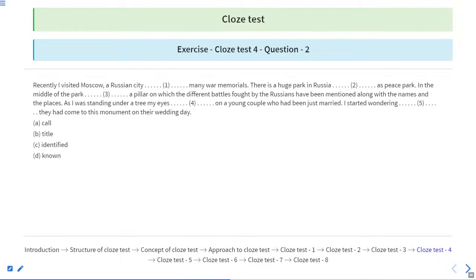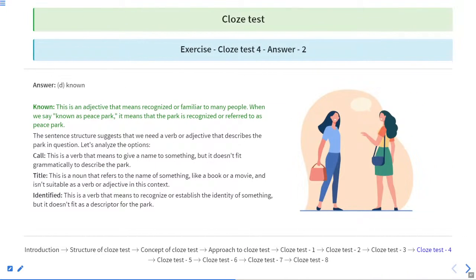Recently, I visited Moscow, a Russian city of many memorials. There is a huge park in Russia, dash. Is it called, titled, identified, or known? The correct answer is known. It is an adjective that means recognized or familiar to many people. When we say known as a peace park, it means that the park is recognized or referred to as peace park.